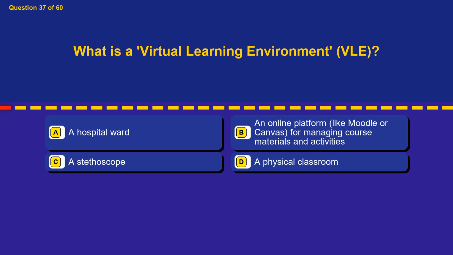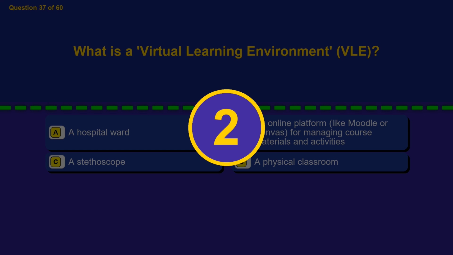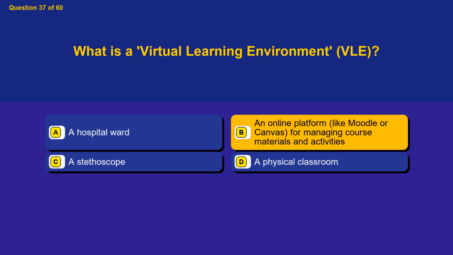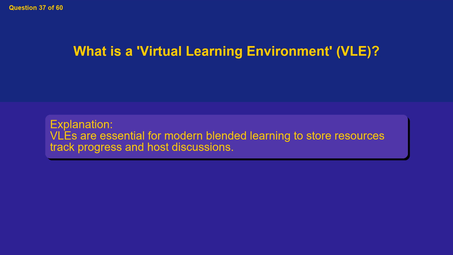Question 37. What is a virtual learning environment, VLE? Option A, a hospital ward. Option B, an online platform, like Moodle or Canvas, for managing course materials and activities. Option C, a stethoscope. Option D, a physical classroom. The correct answer is option B. An online platform, like Moodle or Canvas, for managing course materials and activities. VLEs are essential for modern blended learning to store resources, track progress, and host discussions.